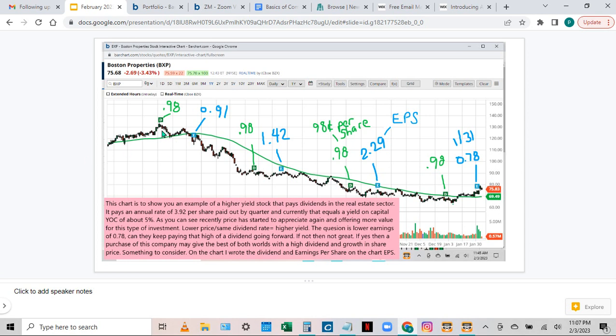So if you bought up here, you're only getting 3% yield, but you've lost 40% of the value of your money in that investment. So keep an eye on stuff like that when you're considering yield. That's the point of that chart.